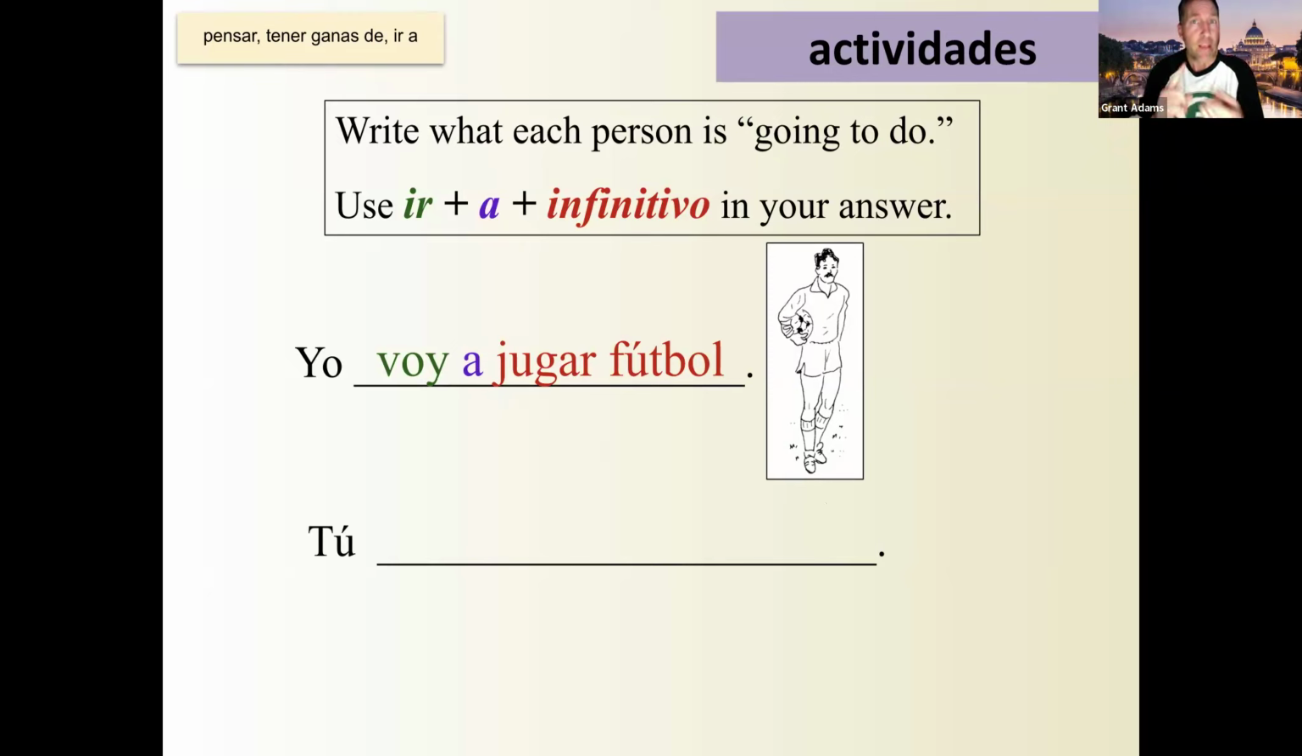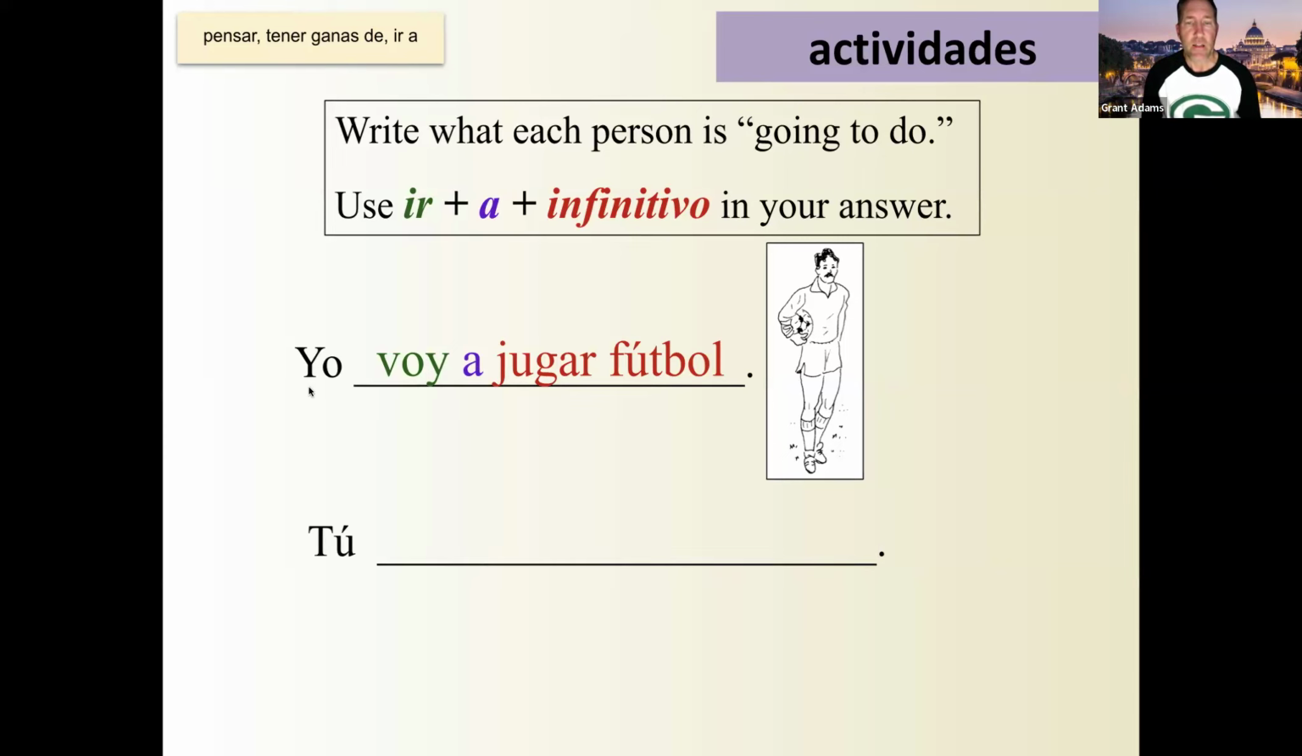Not all of them. Quiero doesn't. Prefiero doesn't. I want to play. Quiero jugar. I prefer to play. Prefiero jugar. I plan to play. Pienso jugar. Those don't require glue, but this one does. Voy a jugar fútbol.